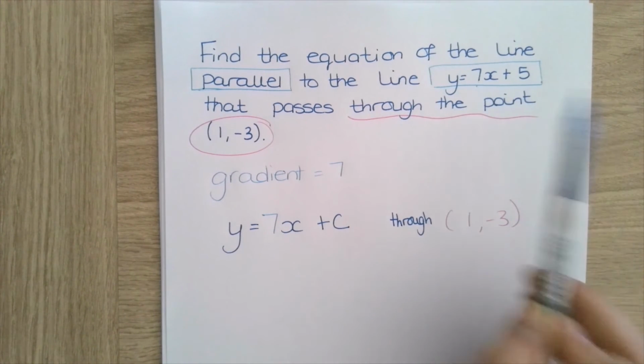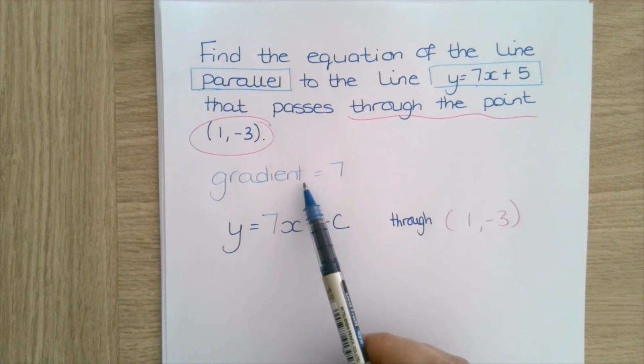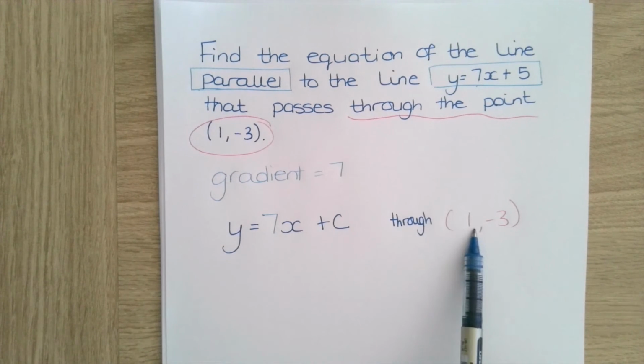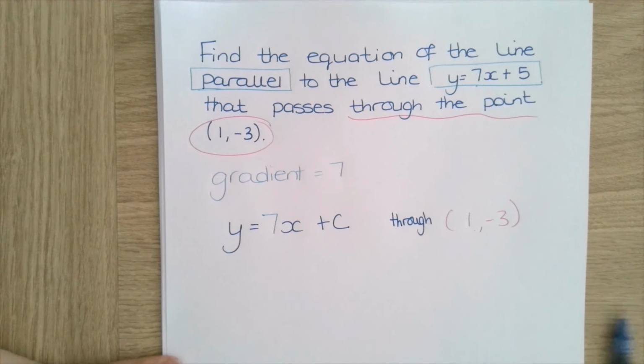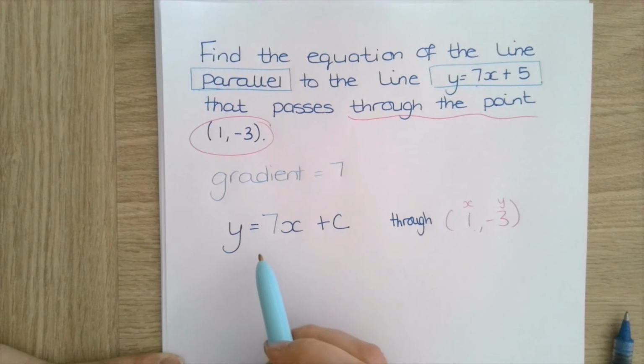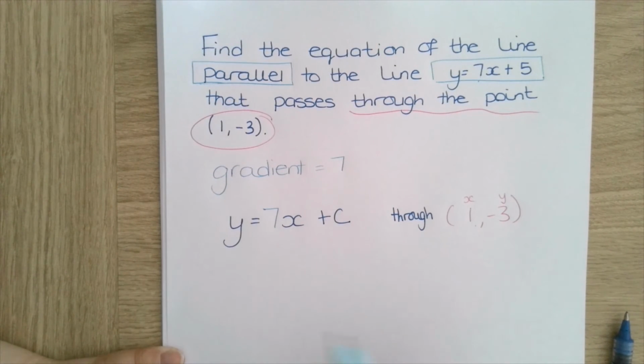Parallel lines have the same gradient, so my gradient of my new line is going to be 7. And I know it has to go through the point (1, -3). I'm now going to substitute in my x and y values into the equation that I've started here to find my value of c.